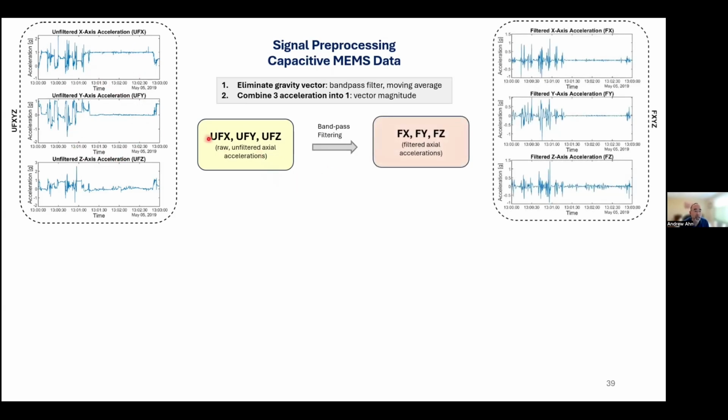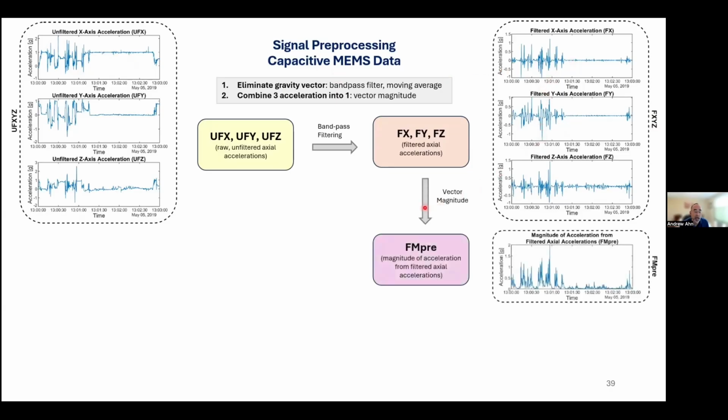So let's say we take this raw signal and first apply a bandpass filter. We can do that here, which transforms it to FX, FY, and FZ. You can see the wandering baseline is eliminated, and you can see all these components. Then you could do step number 2, which is the vector magnitude, and you get what's here called FMpre, and you get this type of looking data.